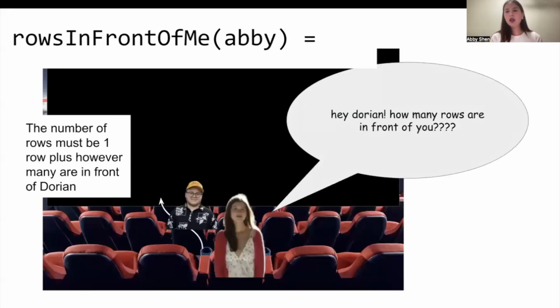So when I ask Dorian how many rows are in front of him, because I can only see that row, I will know that the number of rows in front of me will be however many rows Dorian tells me are in front of him, plus 1. And that plus 1 is to account for the row that Dorian is in.